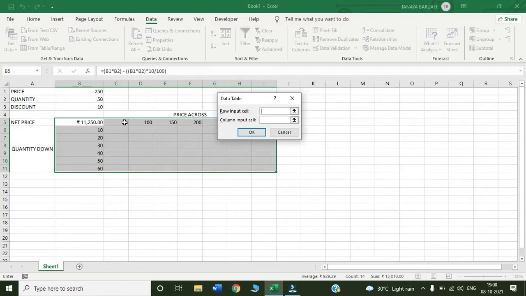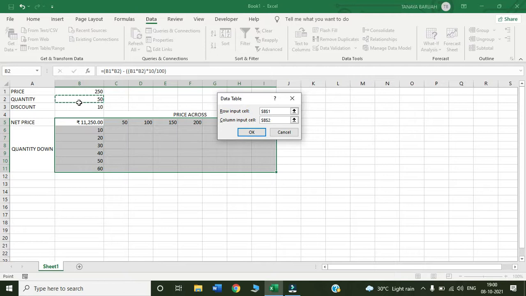In the row cells, what do we have? We have the different price labels of one item. And in the column, what do we have? We have the different quantities. So for row input, I'll select the price. And for column input, I'll select the quantity.